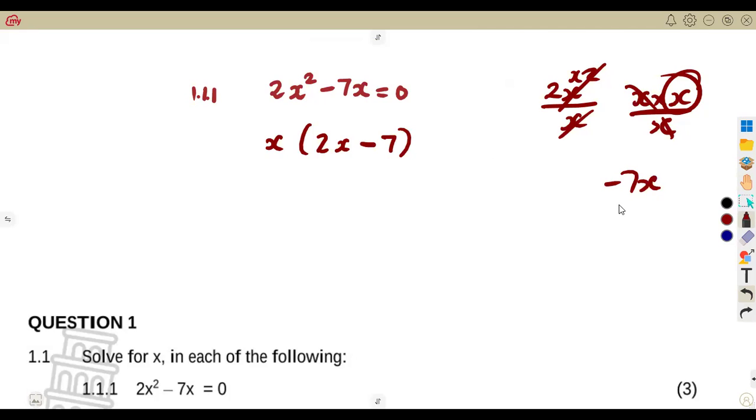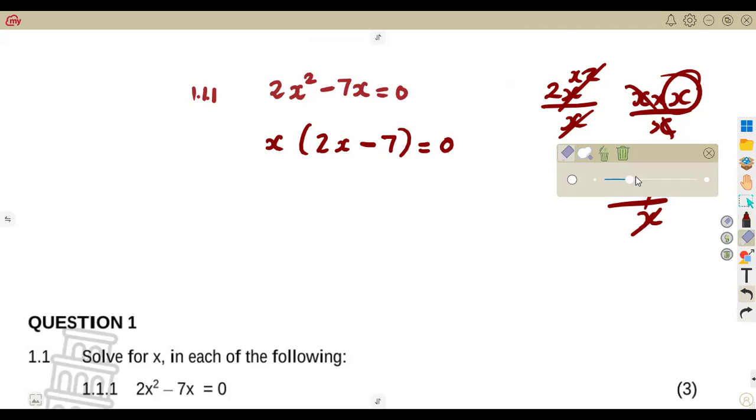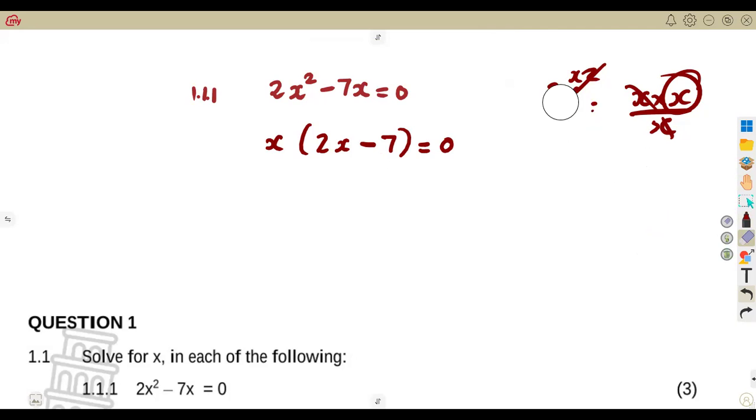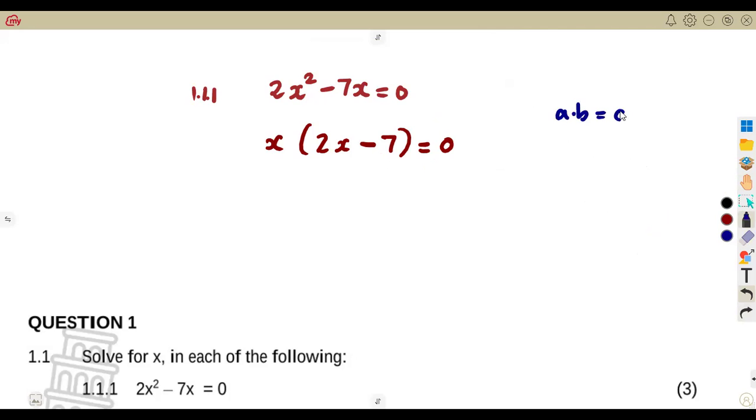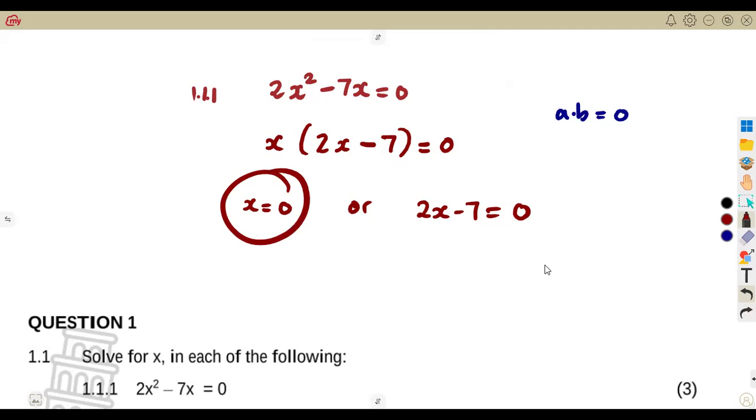Okay, take note, minus 7x over x, this will cancel. So you remain with what? Minus 7. That is equal to 0. So with these 2, the product, remember the 0 concept, guys. Once you see this 0 here, the product of 2 terms to give you that 0 that you see there, it is either one of these 2 must be equal to 0. So it is either our x is equal to 0 or this bracket of 2x minus 7 must be equal to 0. So this one already we have solved for x.